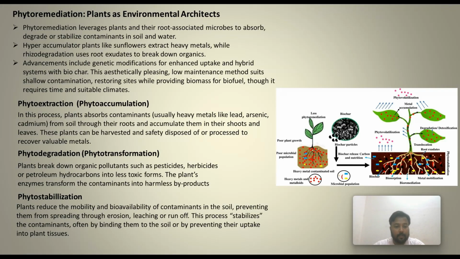Phytodegradation, that is, you can also say phytotransformation. Plants break down organic pollutants such as pesticides, herbicides, or petroleum hydrocarbons into less toxic forms. The plant's enzymes transform the contaminants into harmless byproducts.